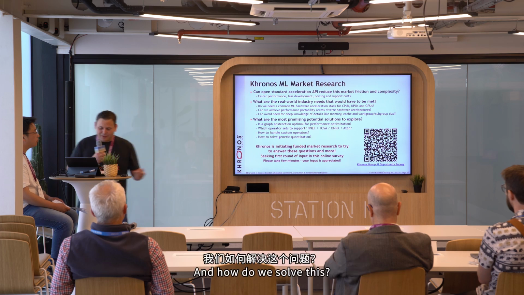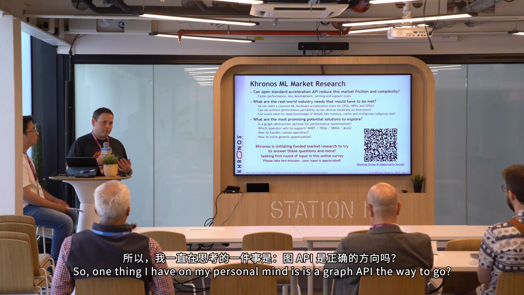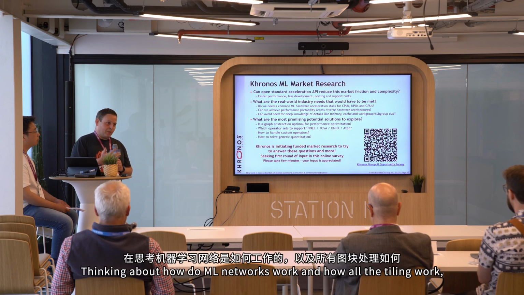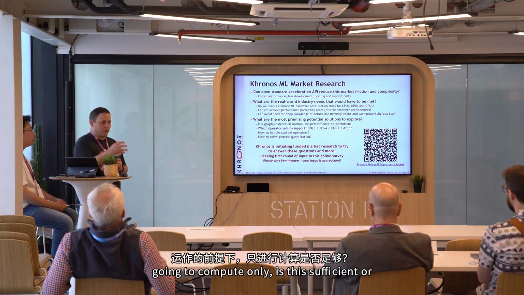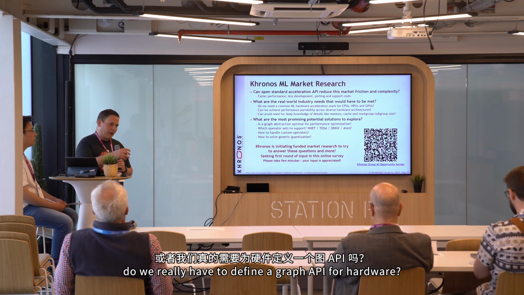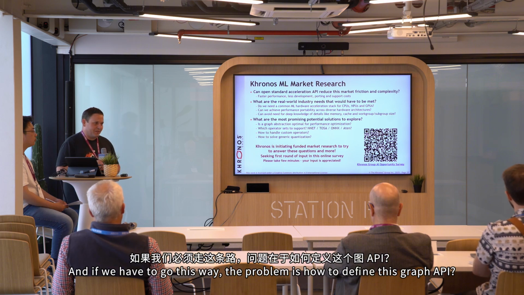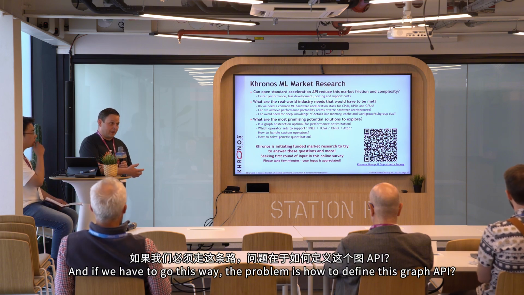Yeah, and how do we solve this? Would it make sense for Khronos to explore options? So one thing I have on my personal mind is: is a graph API the way to go? Thinking about how ML networks work and how all the tiling works, going to compute only, is this sufficient, or do we really have to define a graph API for hardware? And if we have to go this way, the problem is how to define this graph API.